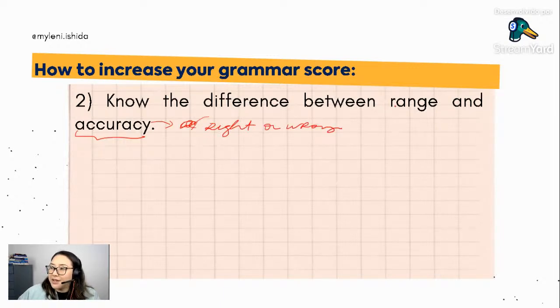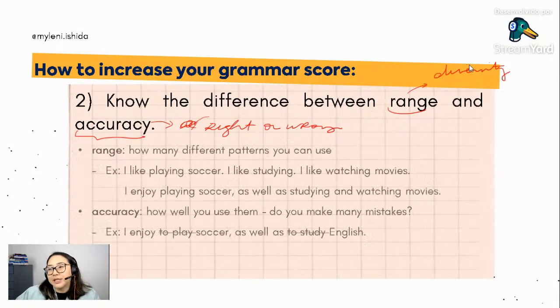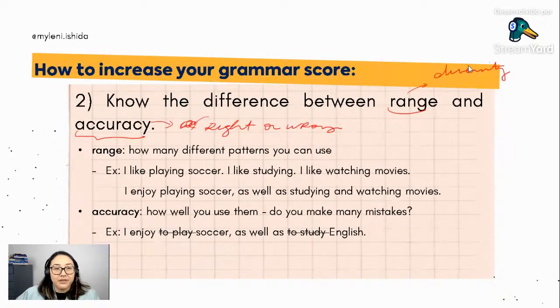Wrong. The range means the diversity. Do you use many different structures or do you use only one type? And we're going to see the types now. Take a look at the examples. The range is how many different patterns you can use. Patterns here is the same as structure, okay? How many different grammar structures you can use.